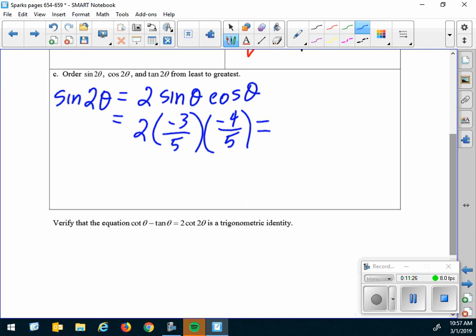Say again? Well, 24/25. Yeah. Questions there? Now you're going to remember that. I'm going to have to erase, otherwise I won't have any room. So we know the sine of 2 theta is 24/25.